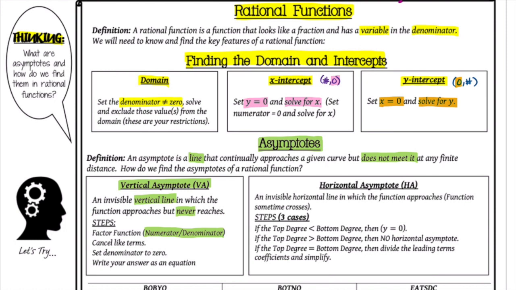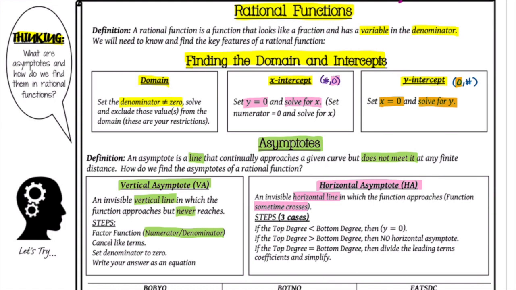The second type of asymptote we could deal with is a horizontal asymptote, in which we have an invisible horizontal line that the function approaches, but in this case, some functions will sometimes cross it. So different functions will do different things. The vertical asymptotes functions will never cross, but the horizontal asymptotes, sometimes you will cross over or hover around it.